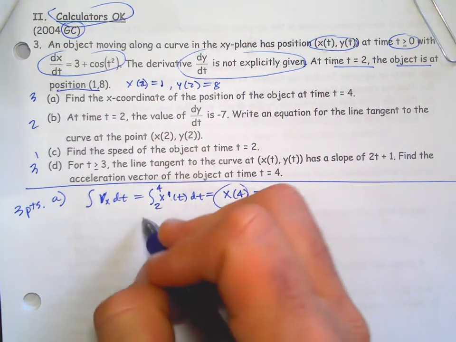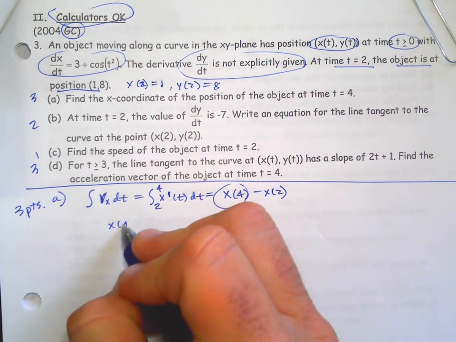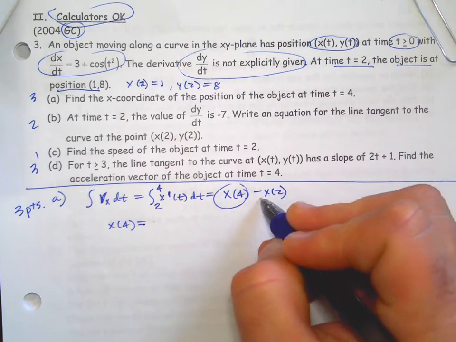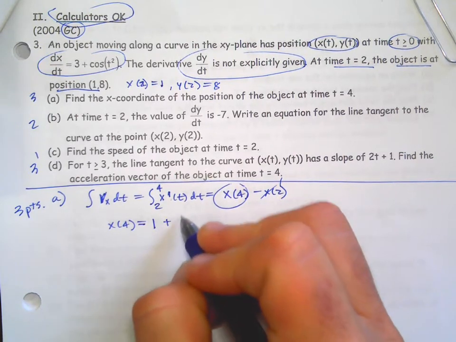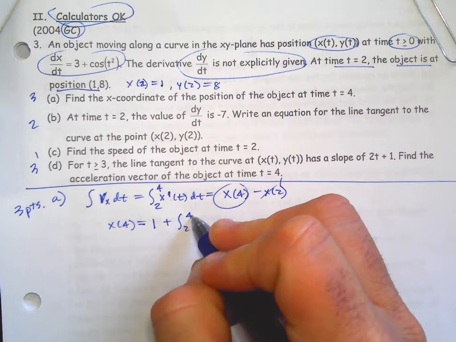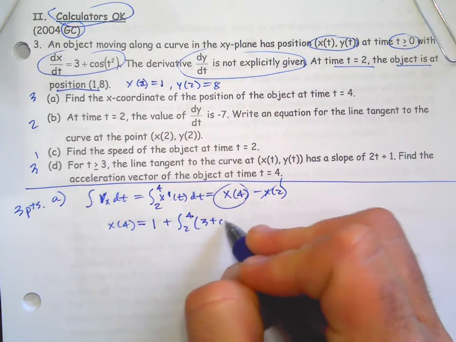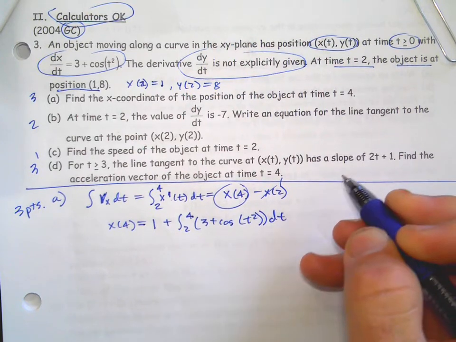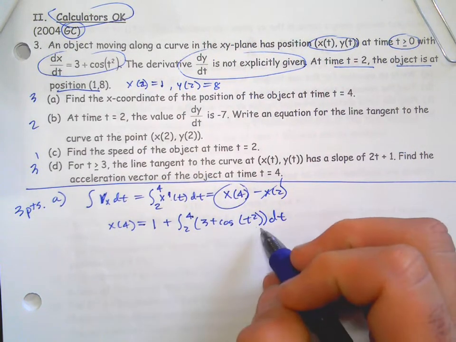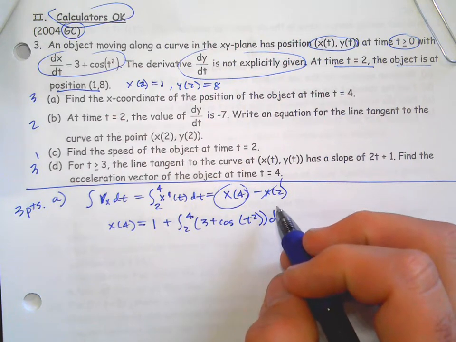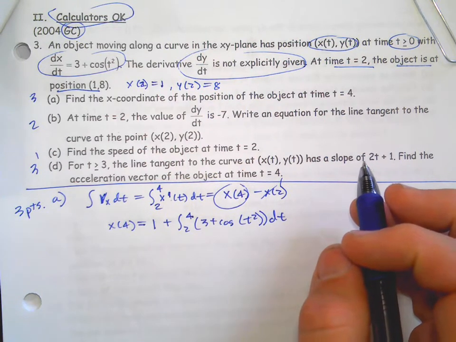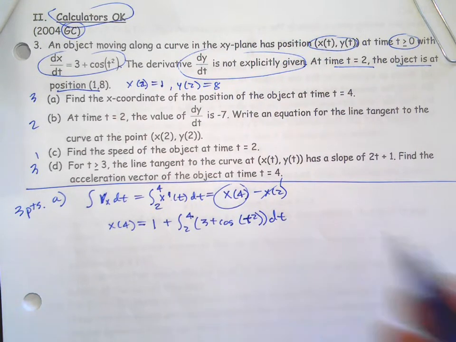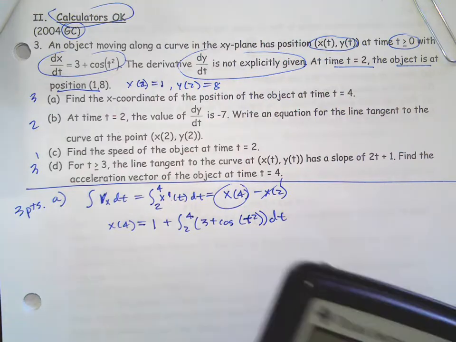So x(4) equals x(2), which is 1, plus the integral from 2 to 4 of 3 plus cosine t squared dt. And we can just use your calculator for that. Now, one, you want to use your calculator to do this no matter what, because it's going to be way faster and you avoid making little mistakes. Secondly, you guys can't integrate cosine t squared, so you don't even want to do that.